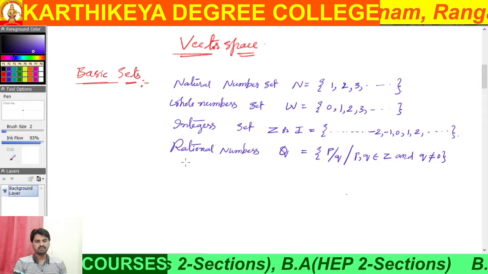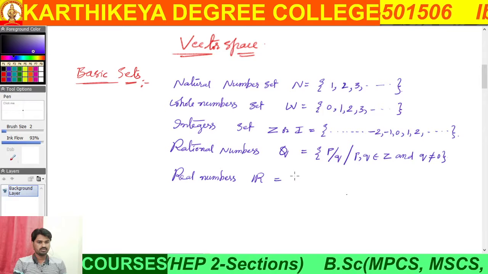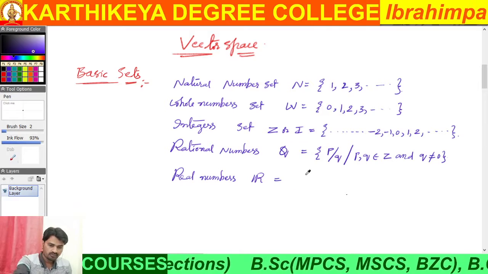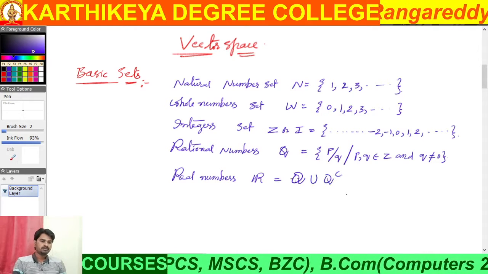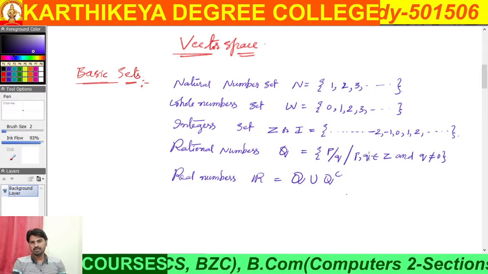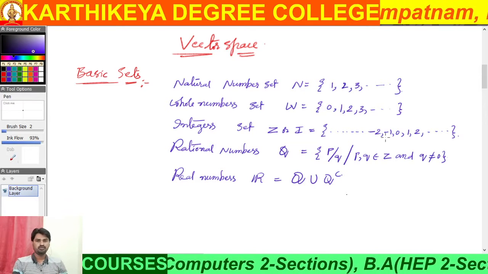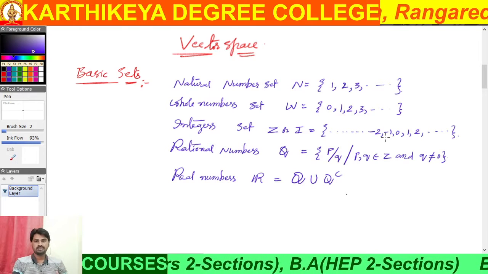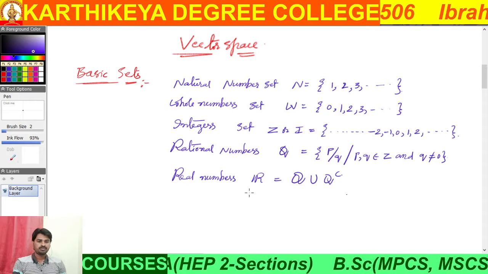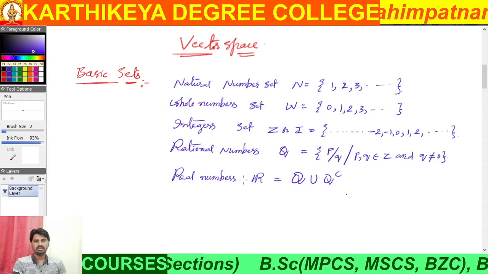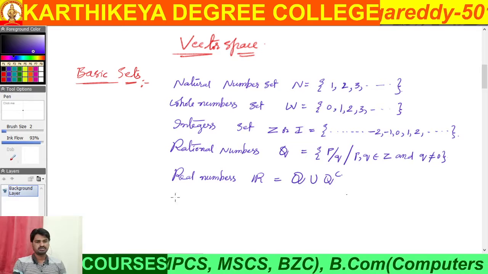Next one, after that, real numbers. The set of all real numbers is denoted by R. This is the union of rational numbers and irrational numbers, that is, the rational number system union with irrational numbers, that is Q complement. Rational numbers means the numbers which are of the form p by q. Irrational numbers means the numbers which cannot be expressed in the form of numerator and denominator. Real numbers is the union of rational numbers and irrational numbers. Okay, they are the basic sets.